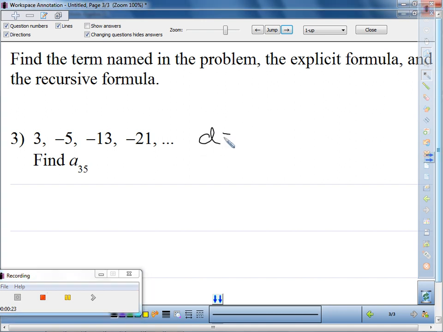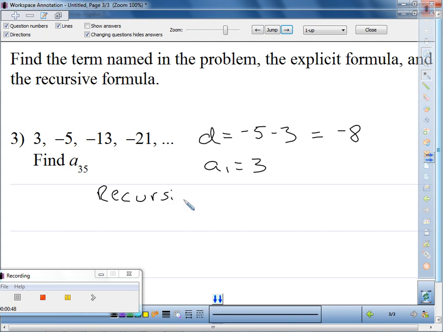So to find the common difference, I'm going to take -5 and subtract 3 from it, which will give us -8, so that we have a common difference of -8. The next thing we'll also need is the first term, which is 3 in this case. We're going to find the recursive formula first.